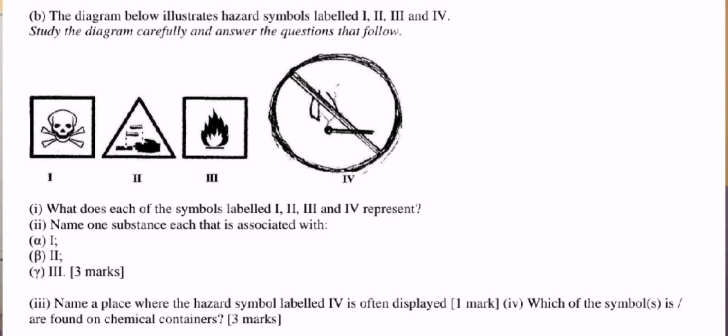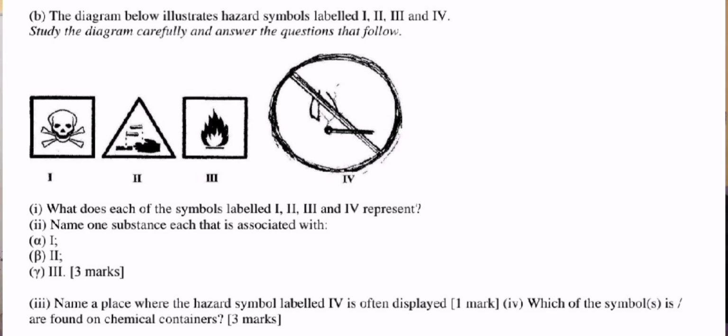Terrace B. Now, the diagram below illustrates hazard symbols labeled I, II, III and IV. Study the diagram carefully and answer the questions that follow. So we have I, II, III and IV. So what does each of the symbols labeled I, II, III and IV represent?